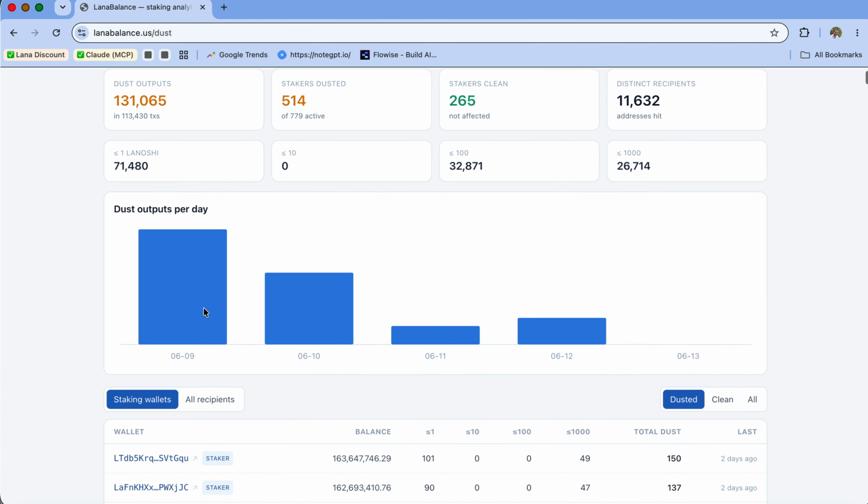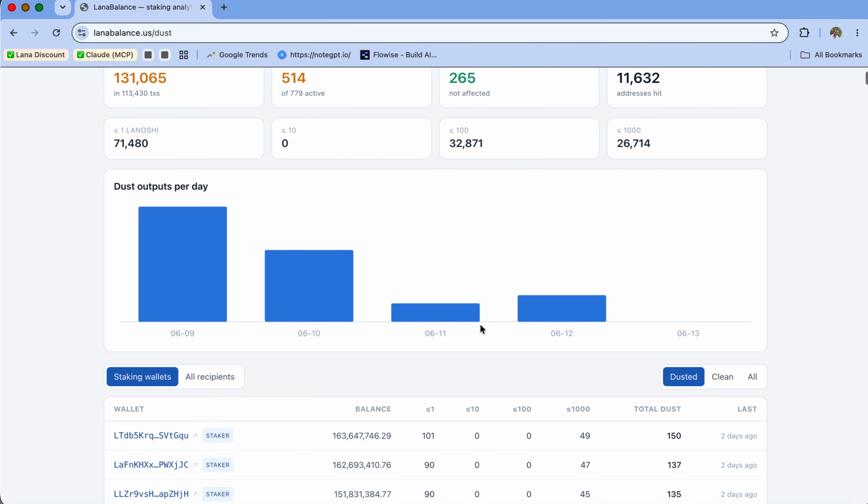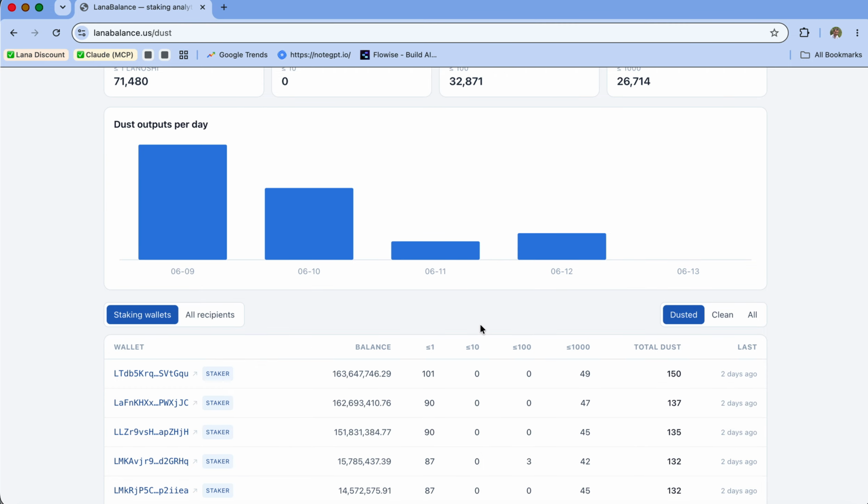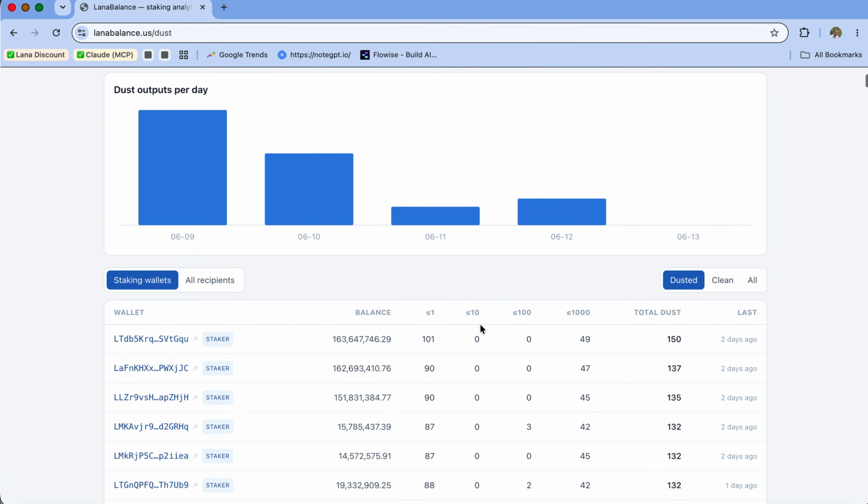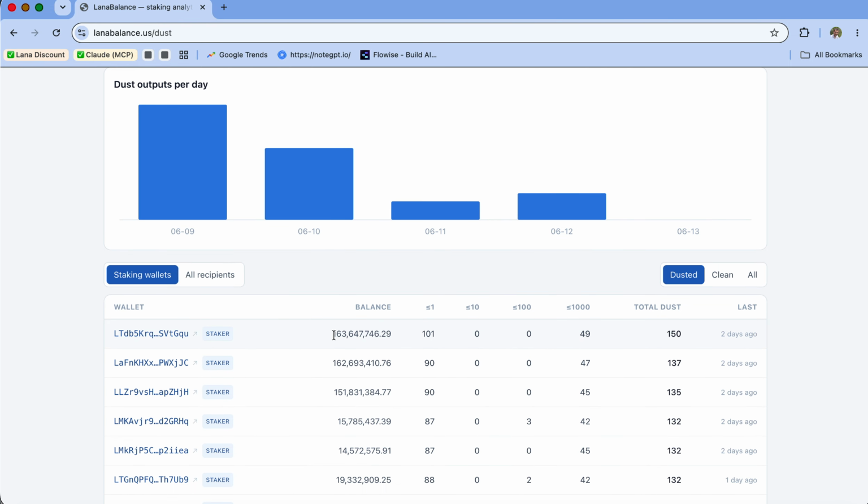Then here is the dust. Now, as you can see, on the 9th of June, there was the most of those transactions. Today, dust transactions, there's none, literally none. So you can see that the amount of dust transactions is falling. So attacks are not anymore present from that perspective.